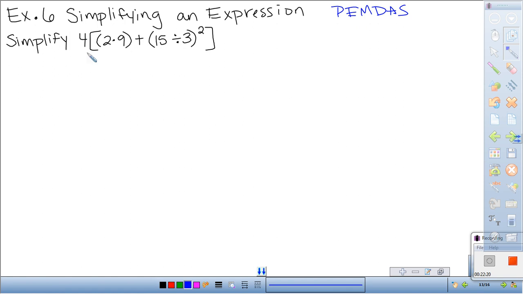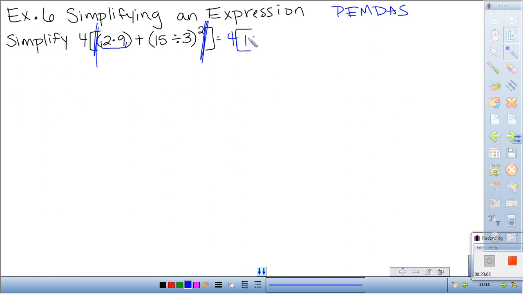And this is 4 times the quantity, 2 times 9 plus the quantity, 15 divided by 3 squared. So this will be the last thing we do. So I have 4 times the quantity. I'm leaving that alone because I know that's the last thing I'm going to do, is take care of this 4 times everything else. So inside, you can think of this as a totally separate problem. So just ignore the 4 and the brackets. Just pretend this is your problem for right now. So if this is my problem, what would I do first? Well, parentheses, obviously. Does it matter which one? No, but I like to work left to right. So we'll start with 2 times 9.